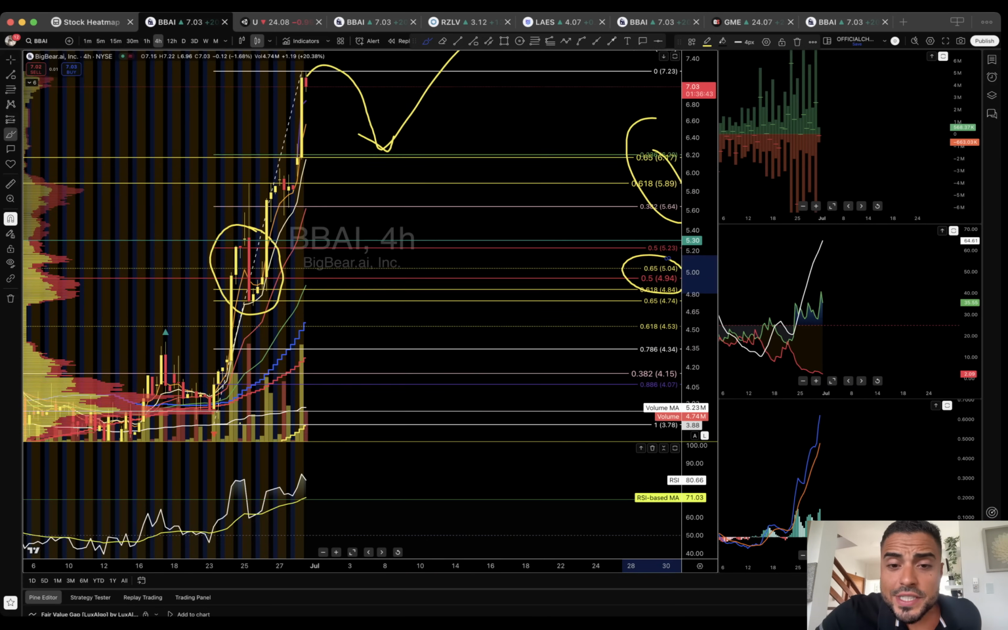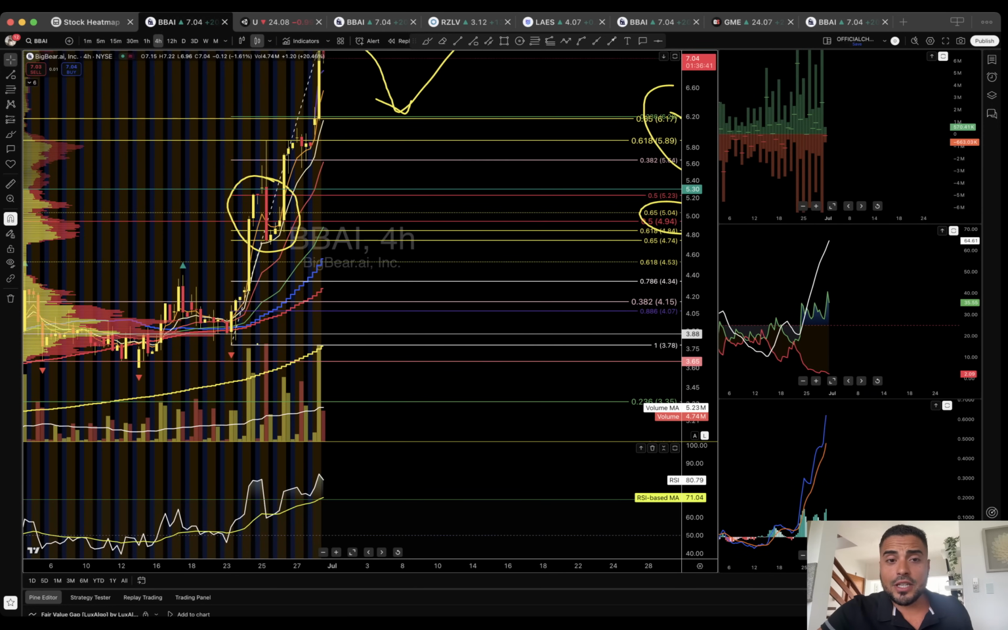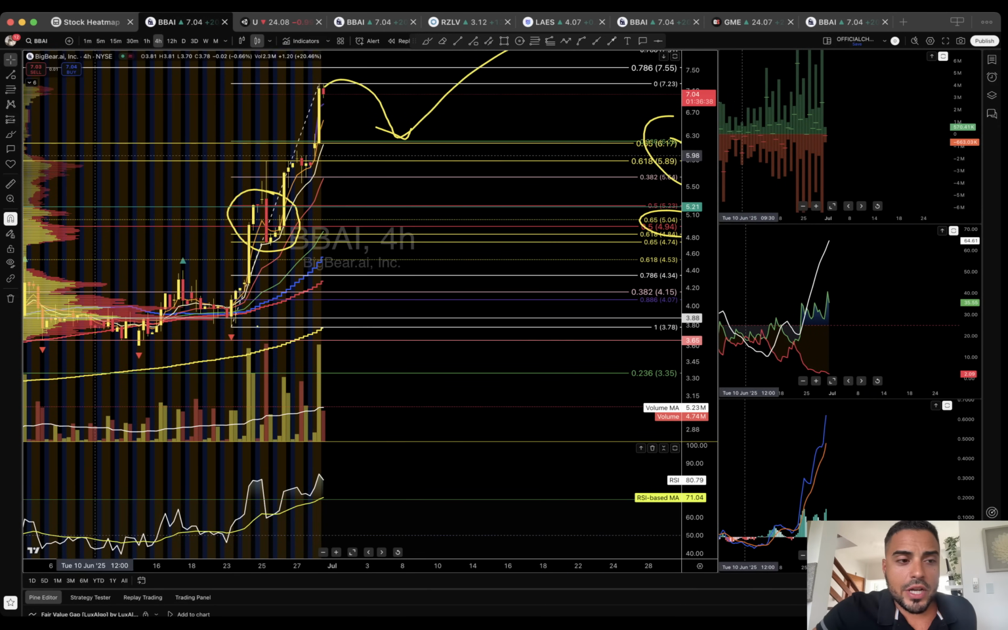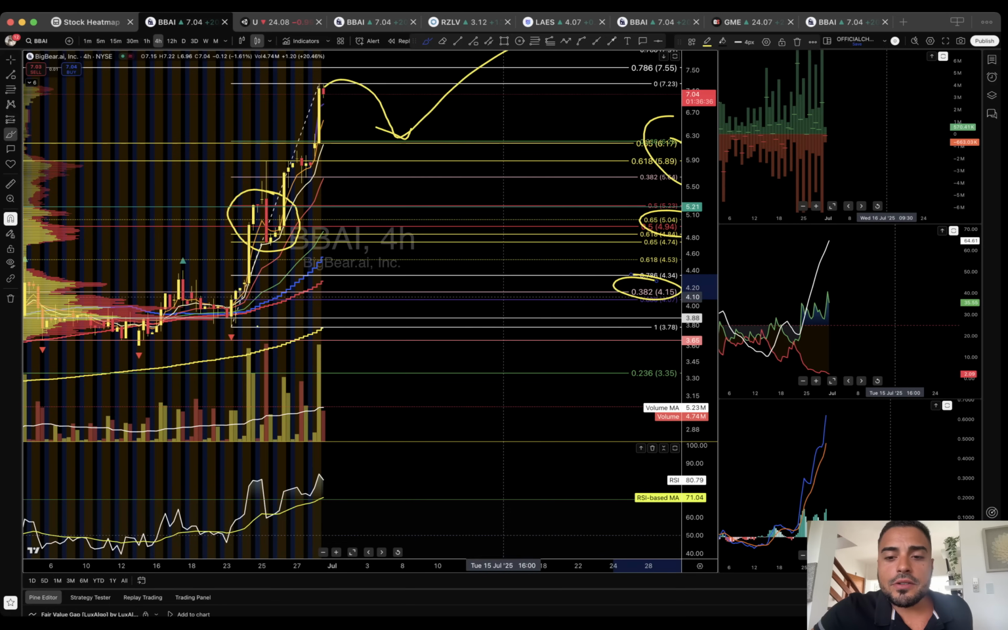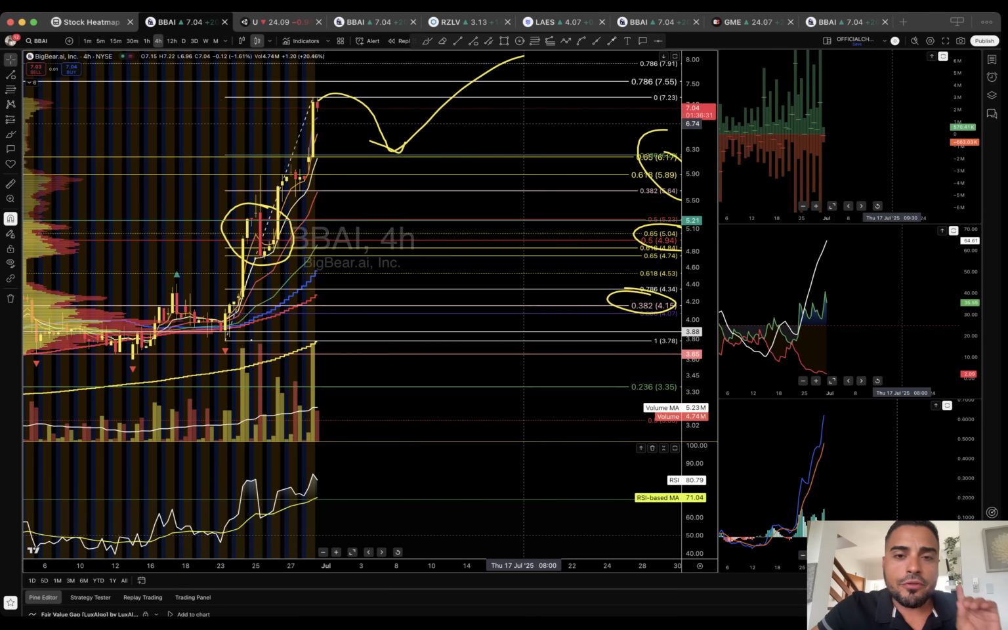If there was a catalyst where the stock can continue down, then you were looking at the 382. I doubt we'll get back to these zones because it's just super hot. But if we do, at least the 382 will be a very, very important zone.